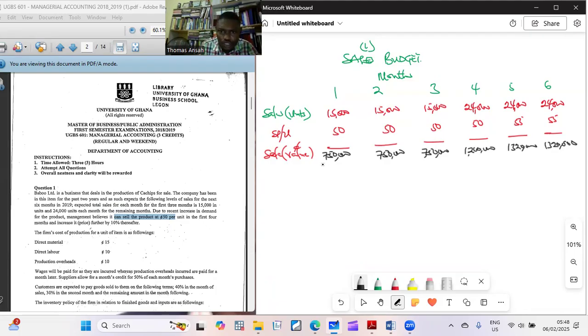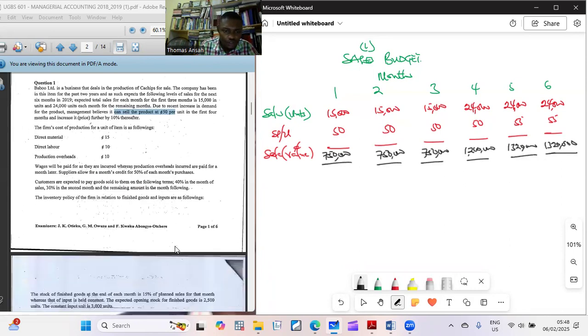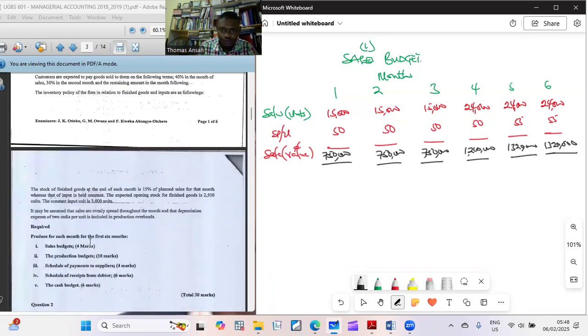So you are done with your sales budget. If you do this in the exam, you have 4 marks free of charge. But the 4 marks, this is how it is marked: 1, 2, 3, 4, 5, 6, 7, 8, 9, 10, 11, 12. We don't need this, all right. But you have to do it. So the 12 will be multiplied by 0.3 or something so that you get your 4. All right. So that is how it is.